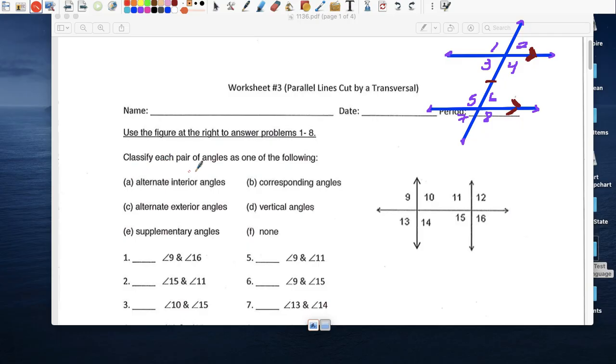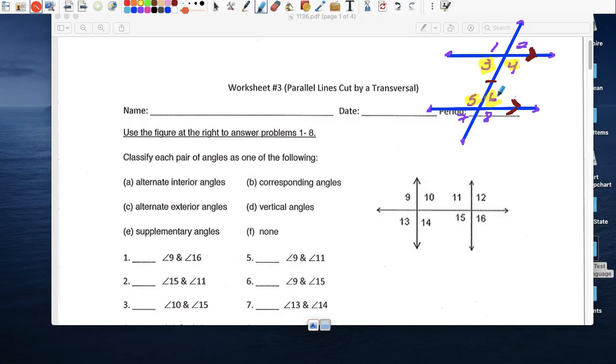Let's talk about interior and exterior angles. So think about interior as these guys here: angle 3, angle 6, angle 5, angle 4. Think of these angles as inside, trapped between the two parallel lines. And the exterior angles are 1, 2, 7, 8. They're outside the parallel lines. So think about that. That can help you.